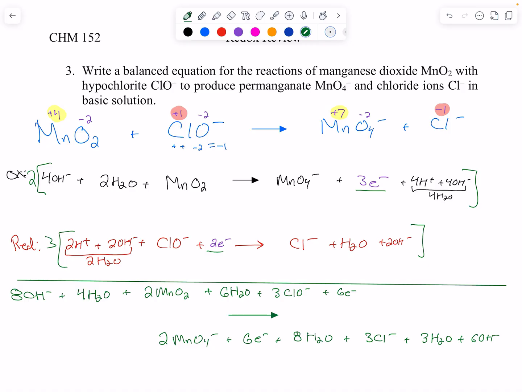All right. Do our electrons work? Yes. Gone and gone. Waters. Well, hydroxides first. I have 8 hydroxides on the reactant side and 6 on the product side. So the 6 are gone. And this becomes 2. Waters. 4 and 6 is 10 on the reactant side. 8 and 3 is 11 on the product side. All right, and so gone, gone.